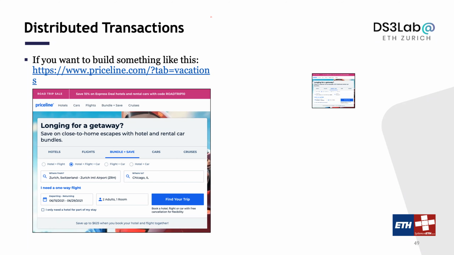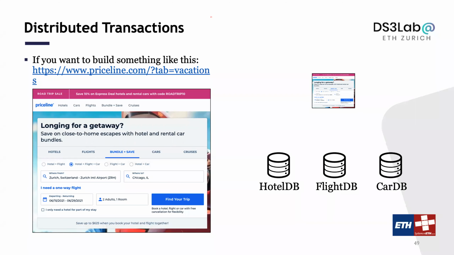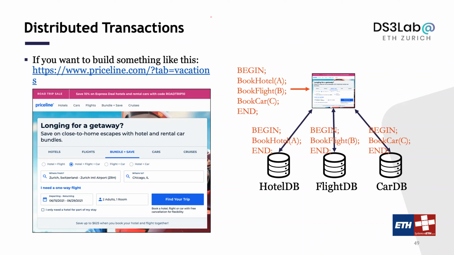Essentially, you have your future Priceline. I have no idea whether they're building it this way, by the way, just something like this. You have a hotel database, some database that deals with hotels, some database that deals with flights, and some database that deals with cars. Users say, okay, I want to book a bundle of these three. So the transaction you are trying to run is going to say, I first book a hotel, I book a flight, and then I book a car. You are going to send different transactions to each of these databases: for the hotel database, give me this hotel; flight, give me this flight, and so on.